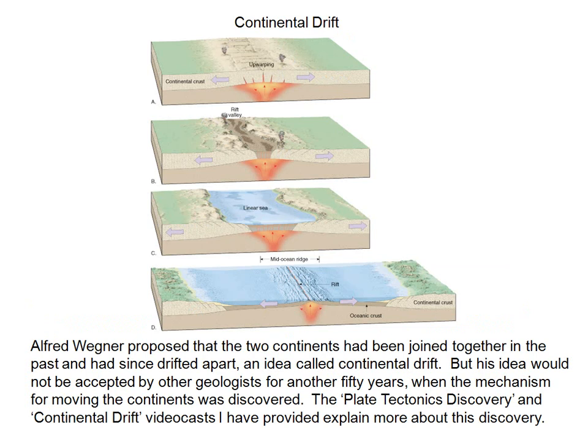Alfred Wegener therefore proposed that the two continents had been joined together in the past and had since drifted apart, an idea he called continental drift. But his idea would not be accepted by geologists for another 50 years, when the mechanism for moving the continents was finally discovered. The plate tectonics discovery and continental drift videocast I have provided explain more about this discovery.